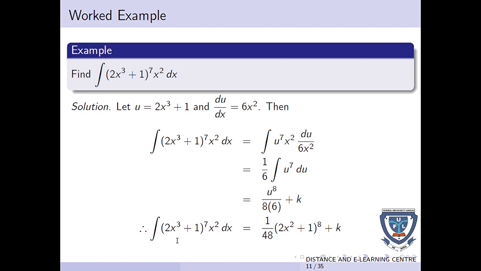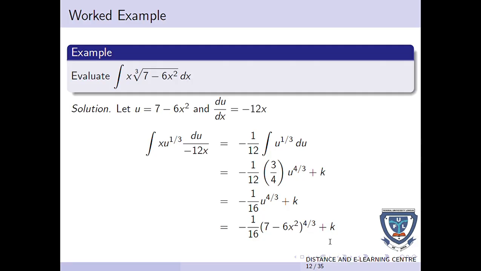Don't forget our u was assumed earlier, so when you replace that, you now have, therefore, the integral of (2x cubed plus 1) raised to the power 7 times x squared dx is equal to 1 over 48 in bracket 2x cubed plus 1 raised to the power 8 plus k. That is the final answer. Let's look at more examples, more worked examples we have.